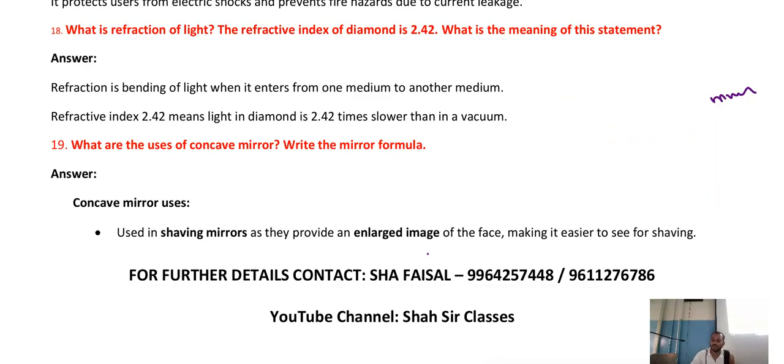Now write the mirror formula. Which formula? Mirror formula. We have two formulas. One is mirror formula, the other one is lens formula. Remember? 1 by f is equal to 1 by v plus 1 by u.